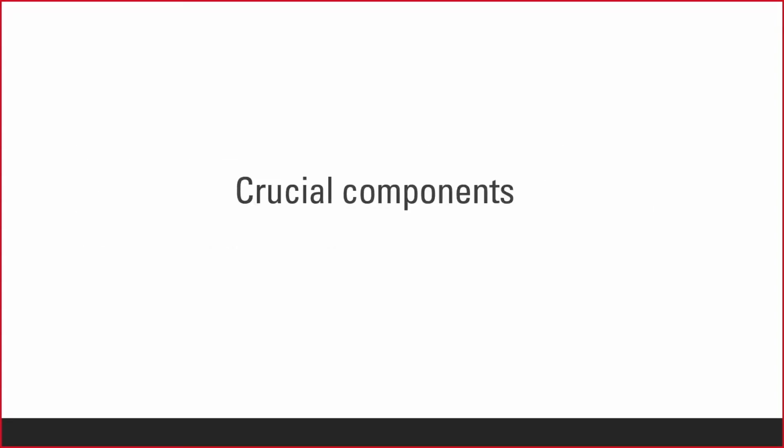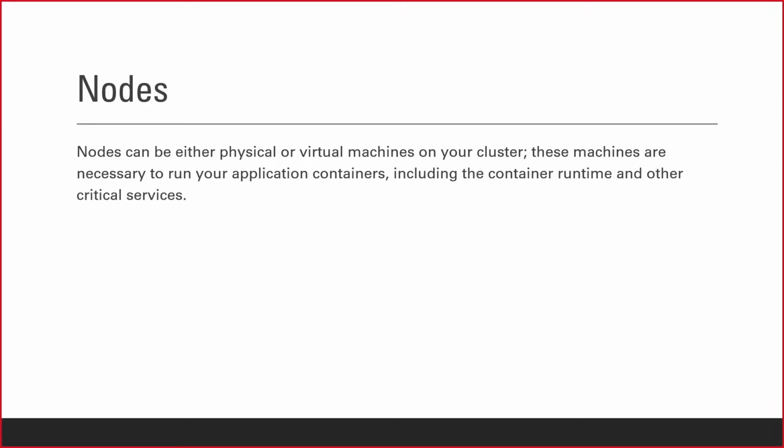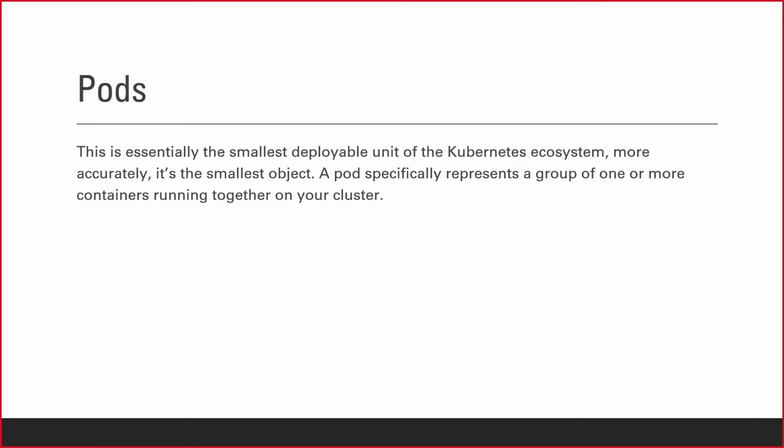Now let's take a look at some crucial components in the Kubernetes ecosystem. First, we have nodes. Nodes can be either physical or virtual machines on your cluster. These machines are necessary to run your application containers, including the container runtime and other critical services. Pods. Now, a pod is essentially the smallest deployable unit of your Kubernetes ecosystem. More accurately, it is the smallest object. A pod specifically represents a group of one or more containers running together in your cluster.